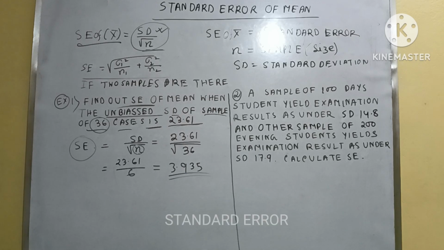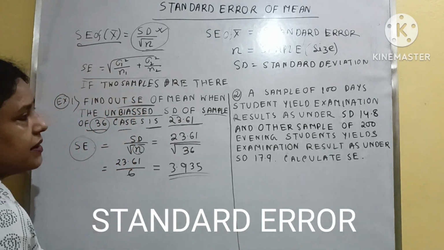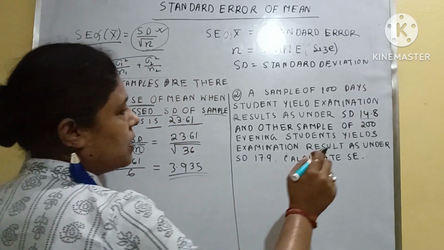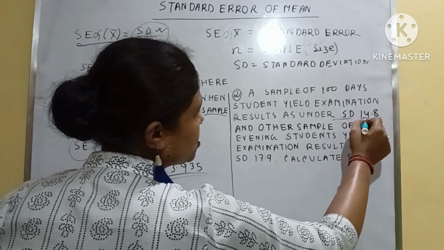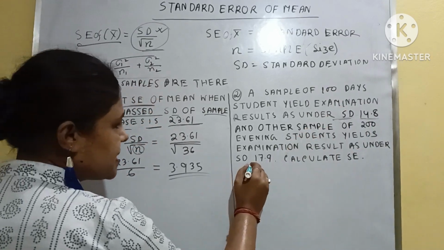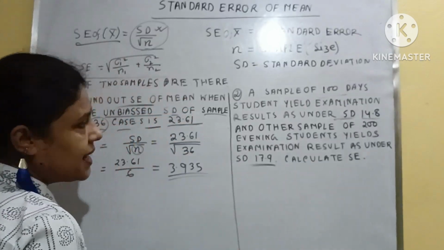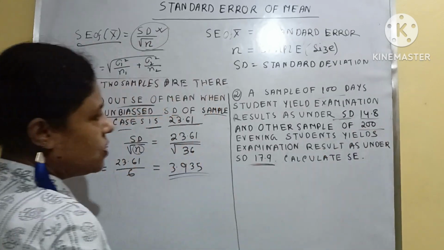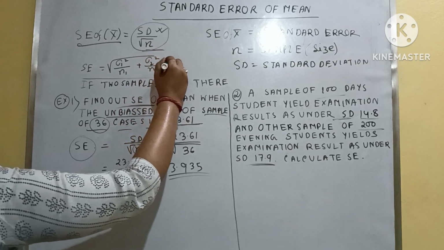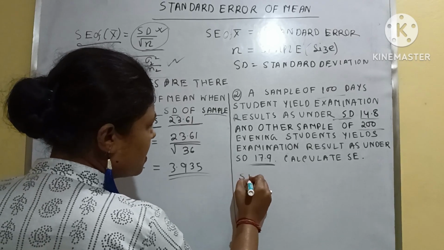So this is the first example and this is the second example, and you can see here two standard deviations are there. That means one is 14.8, another is 17.9, and n1 is 100 and n2 is 200. Okay, so we have to apply this formula. Just put the formula.